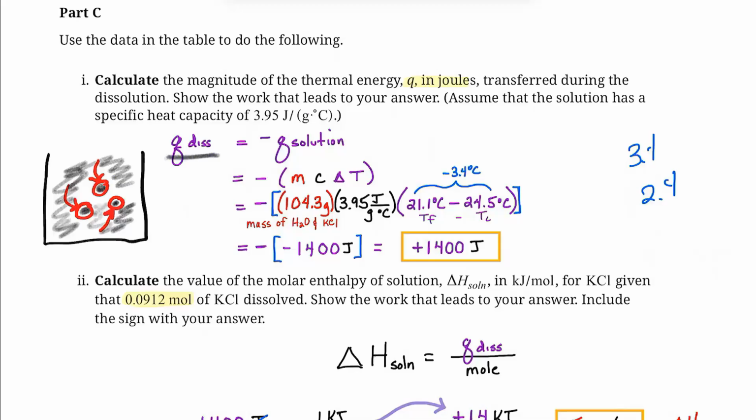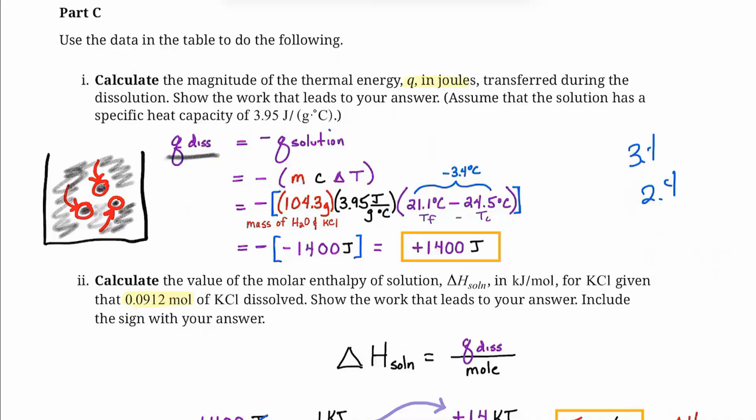You don't need the positive, right? You're solving for the magnitude, so we don't need the positive or the negative, but you will need it for the next question when you calculate the delta H. The delta H is a state function, and it's a change. This symbol here is a change, and we need to know if energy is going into the chemical reaction or out, and there is where we need a negative. Here, we're just solving for the magnitude. All right, so if that makes any sense, the 1400.